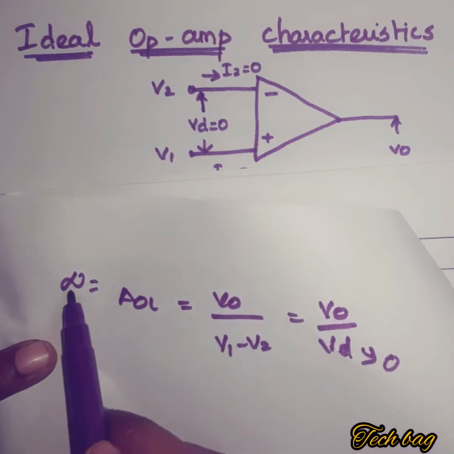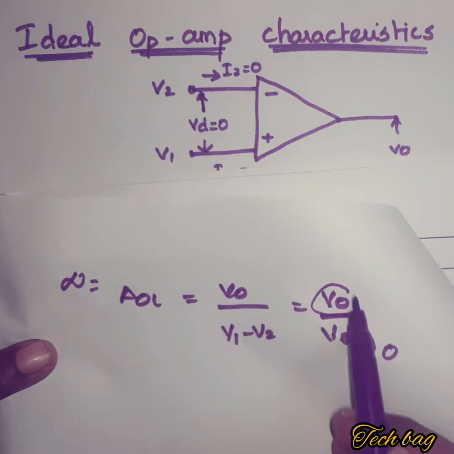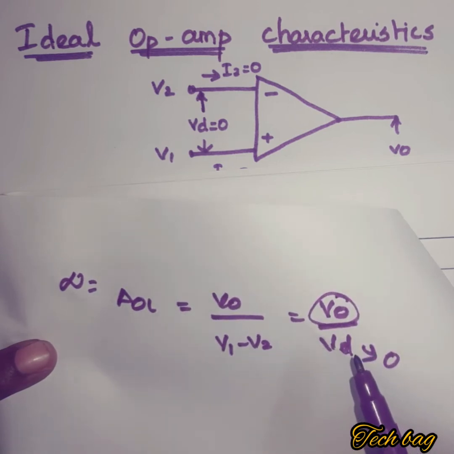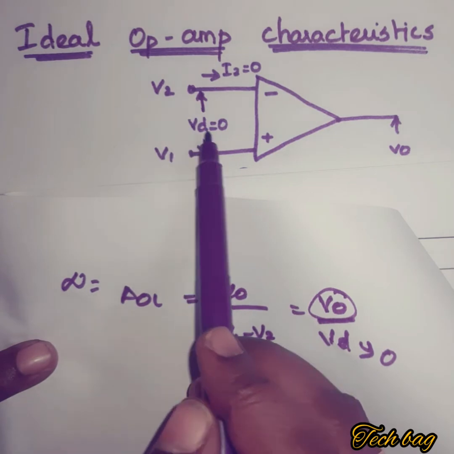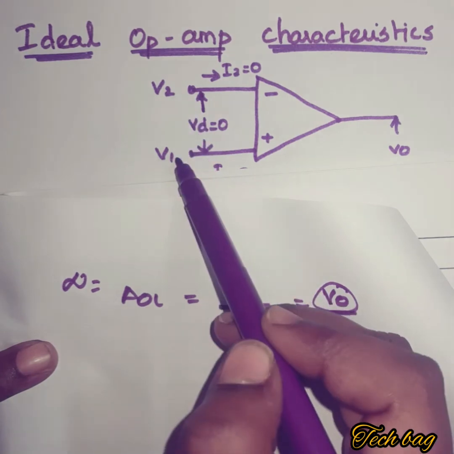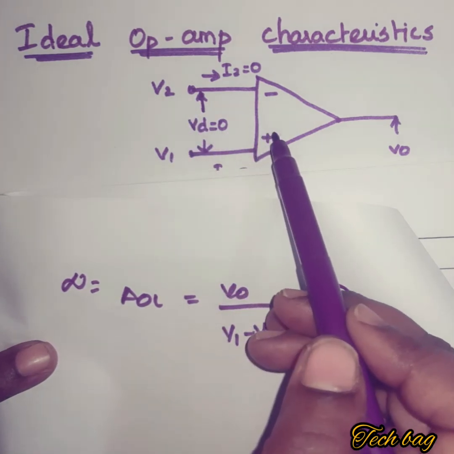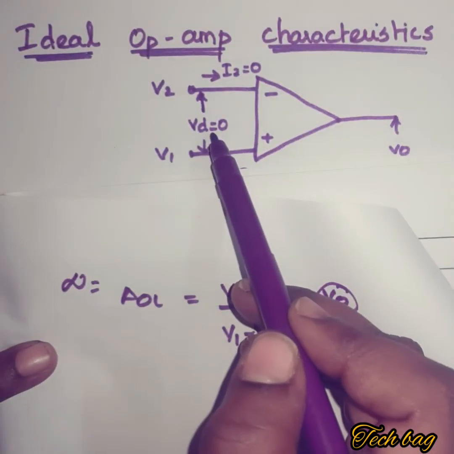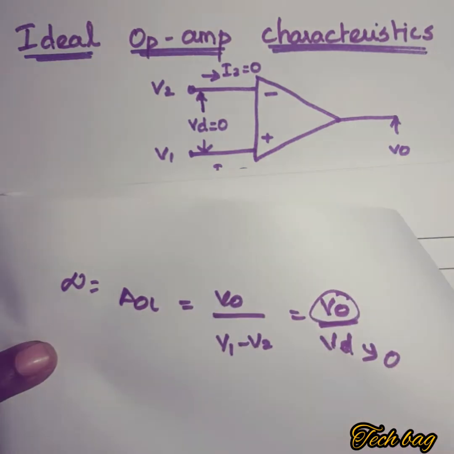To get this infinity, definitely the Vd value is 0 because V0 is a finite value. So I have written Vd is equal to 0. So in ideal operational amplifier, the difference between the inputs applied to the operational amplifier is 0. That is, Vd is equal to 0 for ideal operational amplifier.